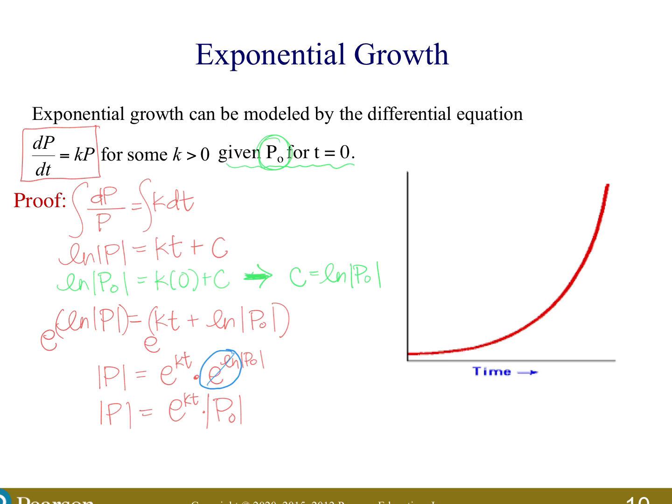And we are working under the assumption that population is always a positive number. We don't really ever have any population that goes below 0. So we can assume that the absolute values are not needed. So P equals, and I'll put the P sub 0 in the front. So that gave us the exponential growth model, that any population can be found if we know the initial population and we know the k value.